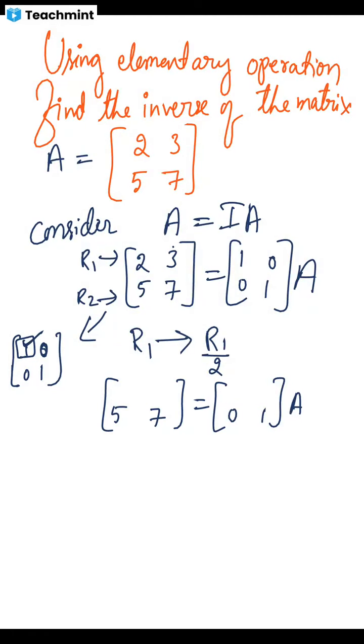First row, divide the first row by 2. 2 by 2 is 1, here 3 by 2, here 1 by 2, 0 by 2 is 0. Now, second step: make this element 0. But I have 5 here. If I want to make this 5 into 0, what I will do is multiply by 5. In row 2, this is my row 2 and this is my row 1. In the second row.